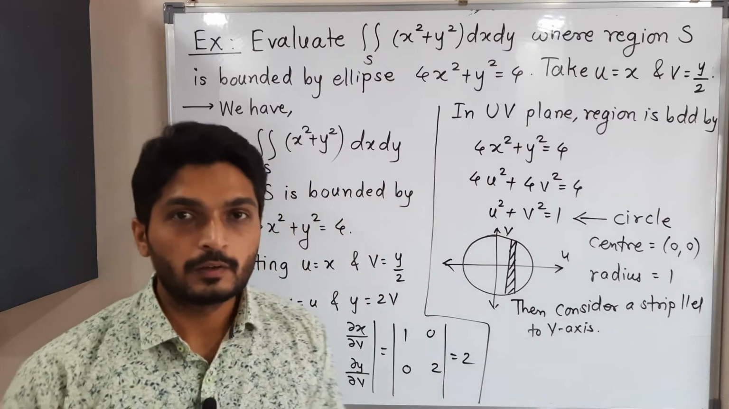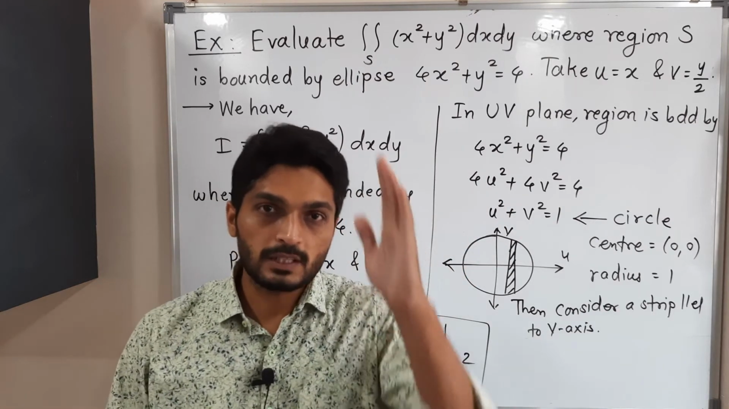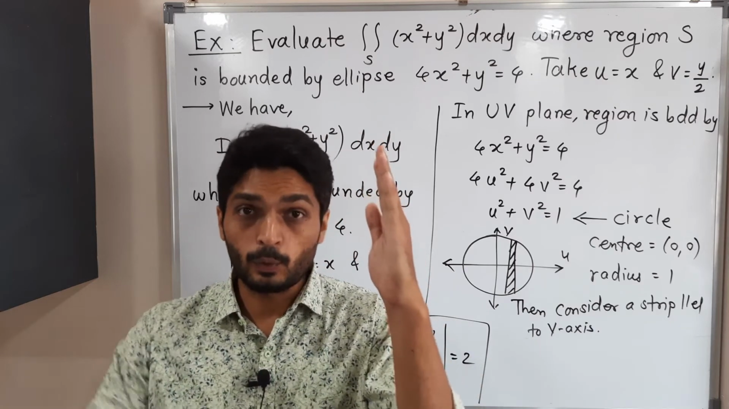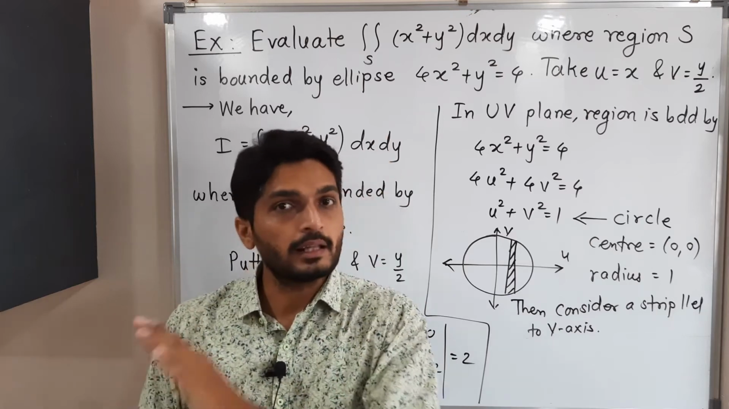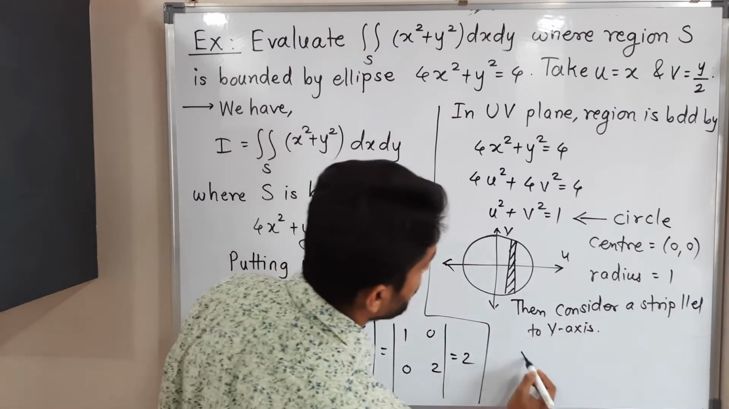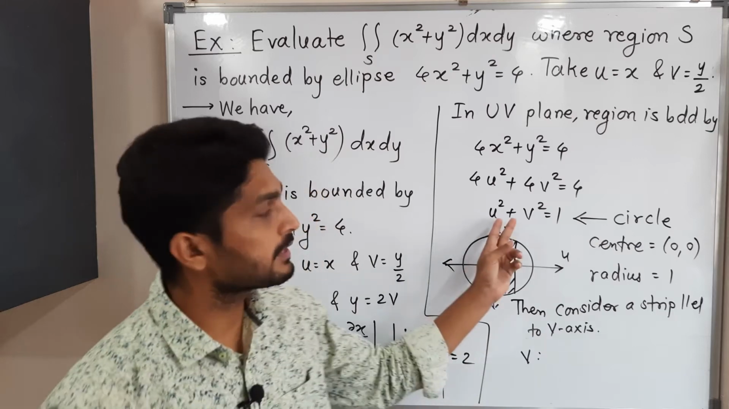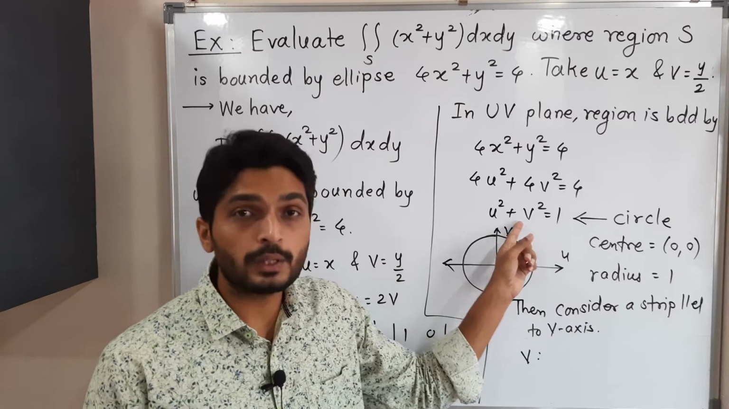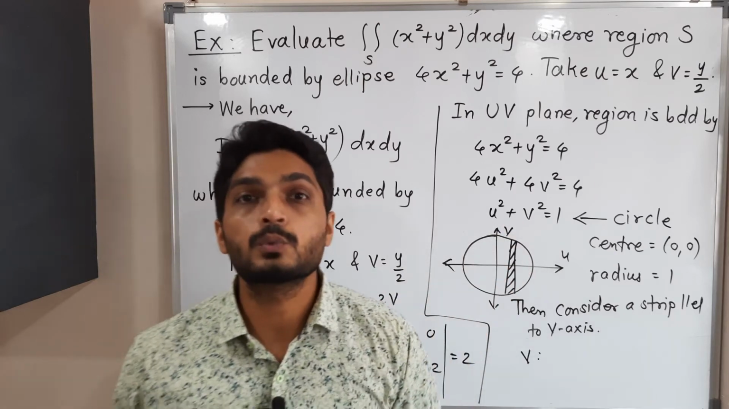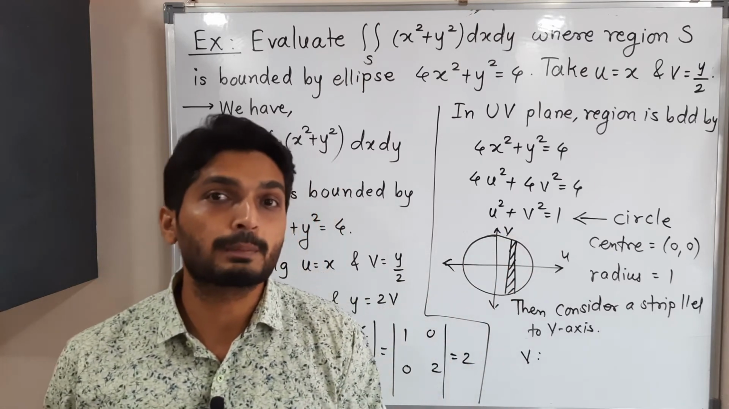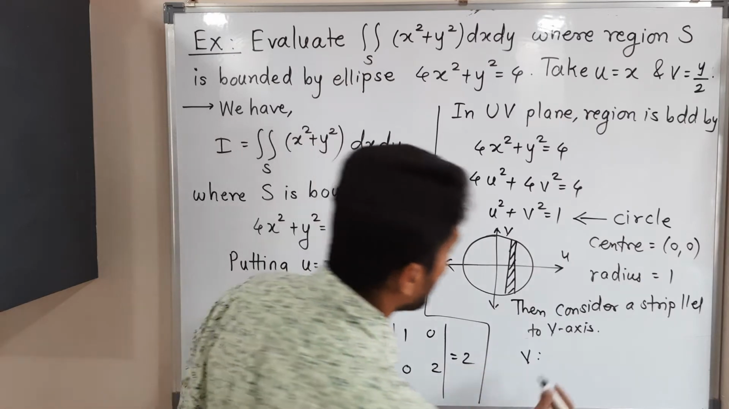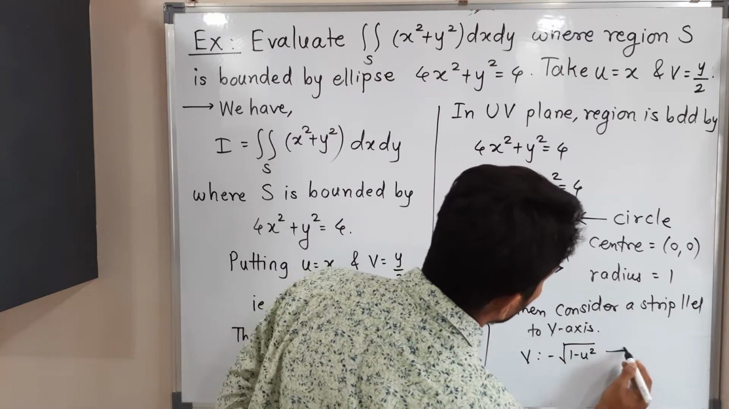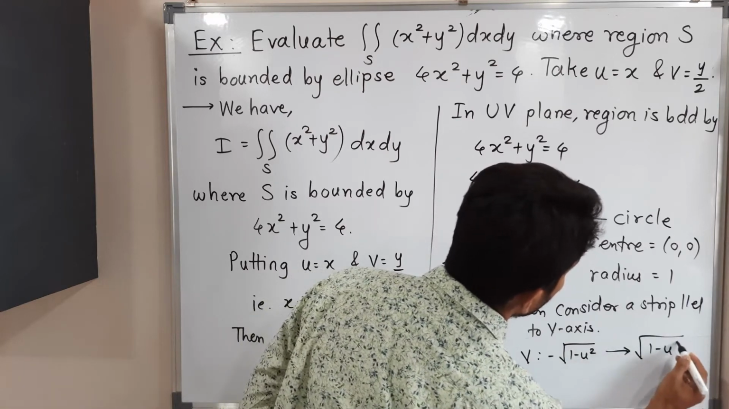You know that when we consider a strip parallel to the v axis, a vertical strip, then we consider bounded below, above, and then left to right. So if you think about the limits of v, what is the equation of this circle? It's u square plus v square is equal to 1. So v square is equal to 1 minus u square, so v is equal to plus minus root of 1 minus u square. So v will vary from minus root 1 minus u square to plus root 1 minus u square.